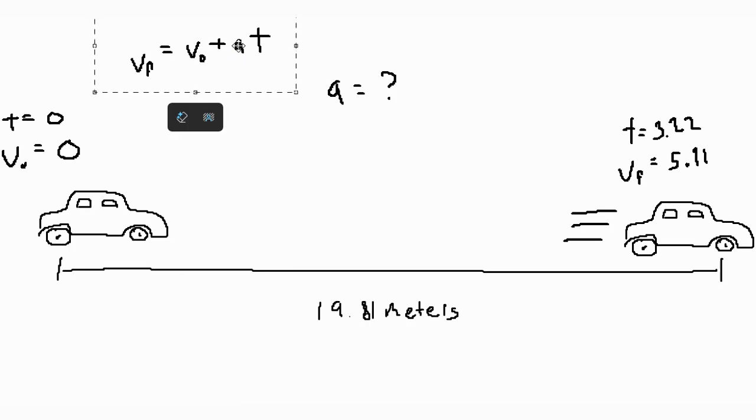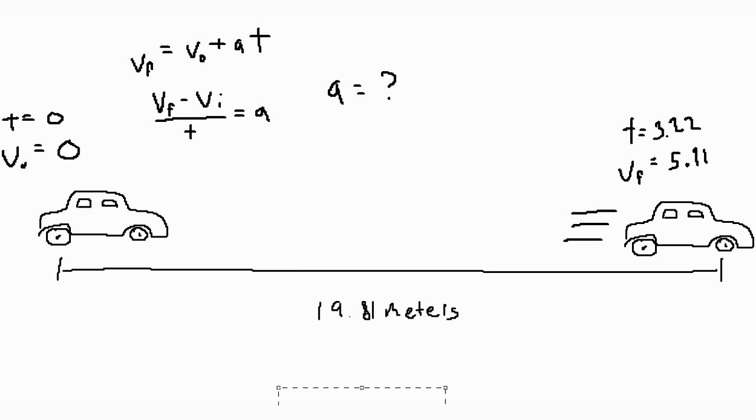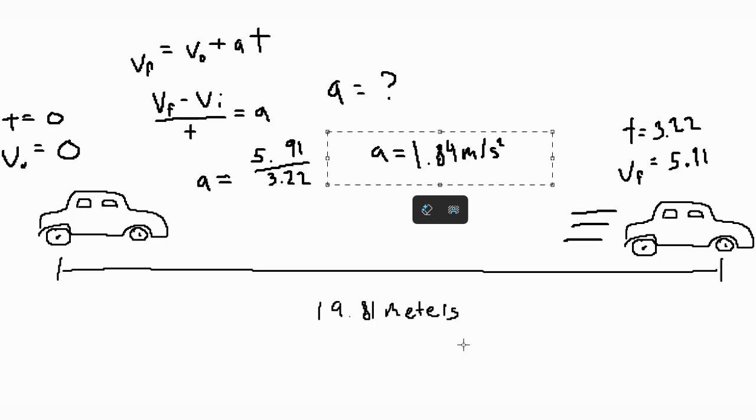Now, you'll see that a is in the equation, and based on algebra, we can manipulate this equation in order to isolate a, and that looks like this. Now, we just plug in the variables in their place, and that looks like this. So after that, we can just put everything into a calculator, and we get that acceleration is equal to 1.84 meters per second squared.